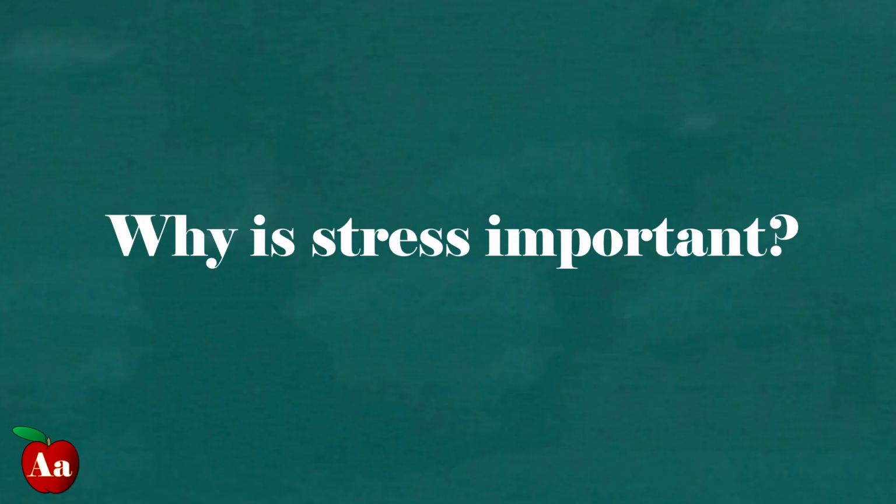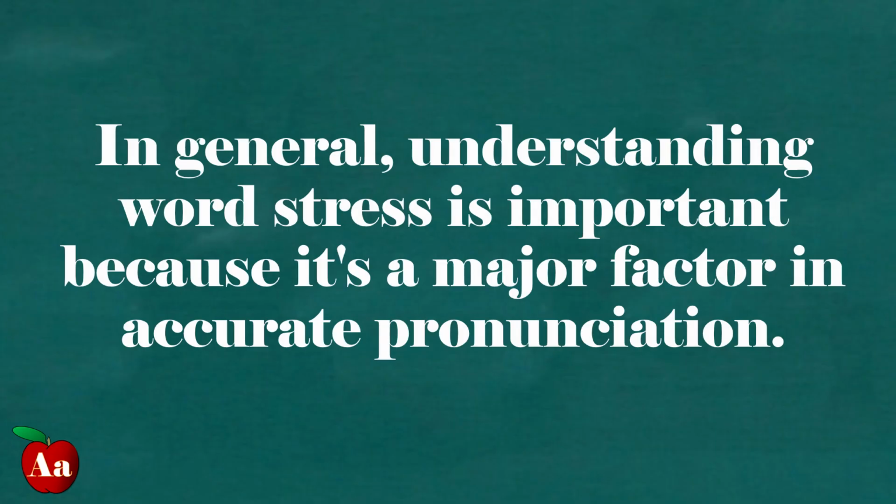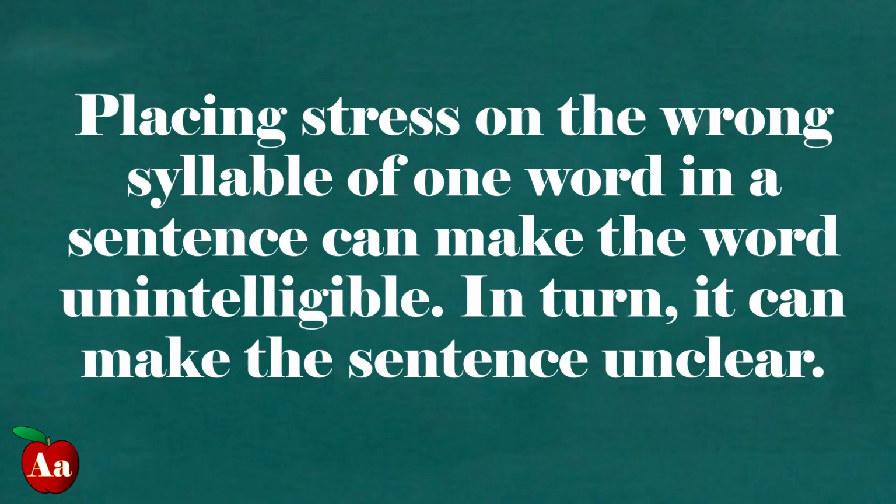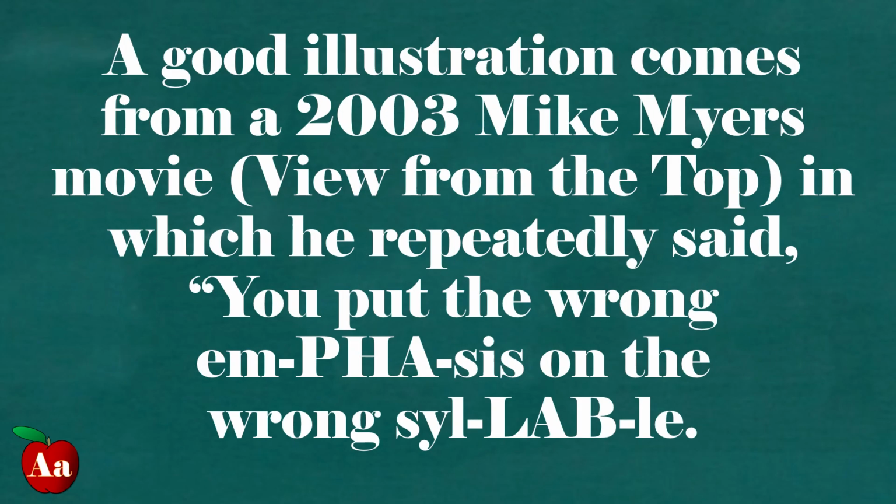Why is stress important? In general, understanding word stress is important because it's a major factor in accurate pronunciation. Placing stress on the wrong syllable of one word in a sentence can make the word unintelligible. In turn, it can make the sentence unclear. A good illustration comes from a 2003 Mike Myers movie called View from the Top, in which he repeatedly said, "You put the wrong emphasis on the wrong syllable."